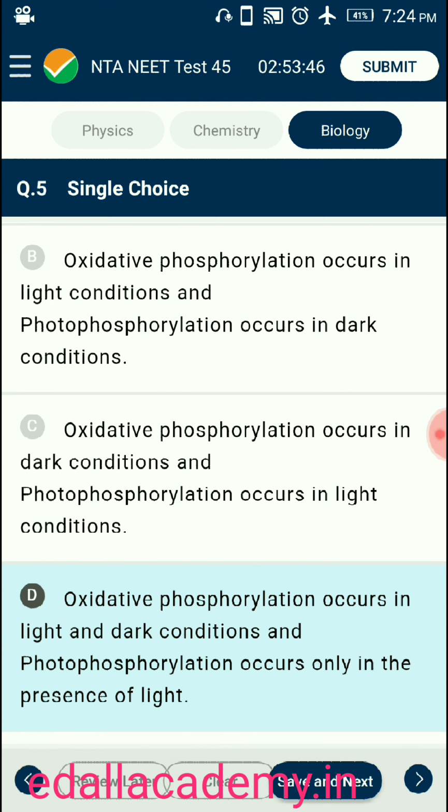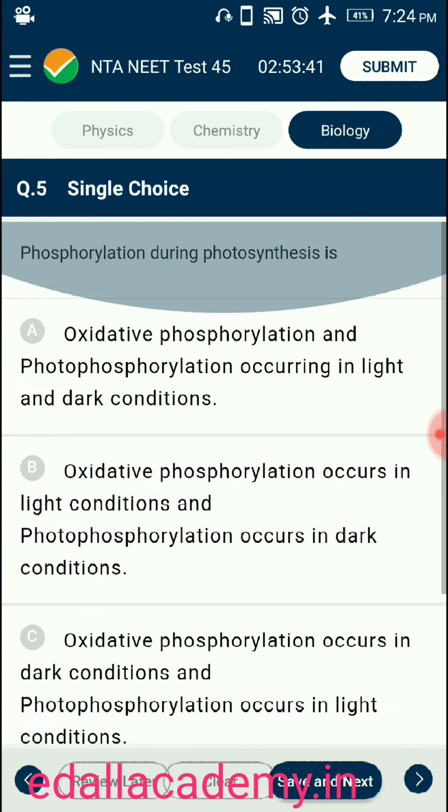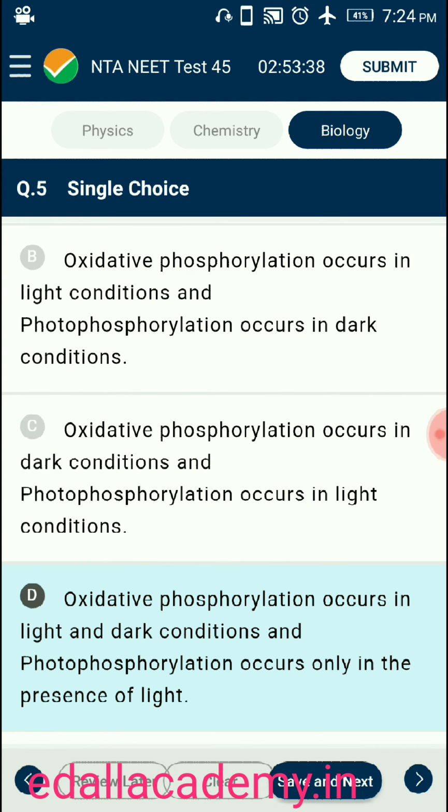Oxidative phosphorylation occurs in light and dark conditions, and photophosphorylation occurs only in the presence of light. So the answer for this question is option D.